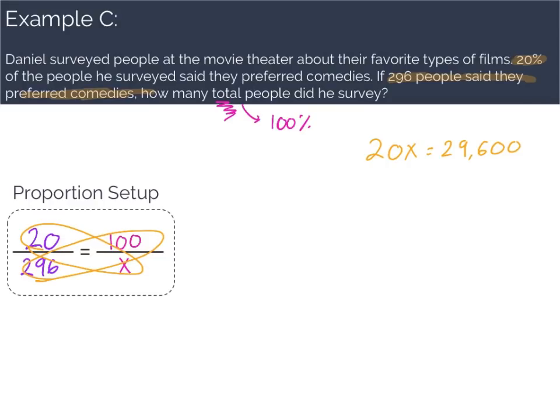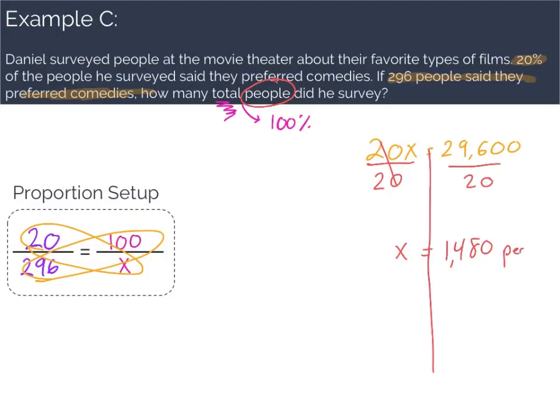Now that I've got a one-step equation, I'm going to go ahead and draw my wall down for my equal sign. Then I'm going to have to solve my equation, dividing both sides by 20. 20 divided by 20 is 1, or 1x. 29,600 divided by 20 is going to give me 1,480, but again, this is a word problem, so I need a word answer, and in this case, we're talking about people, so our answer is going to be 1,480 people. Make sure to label your answer like I did.